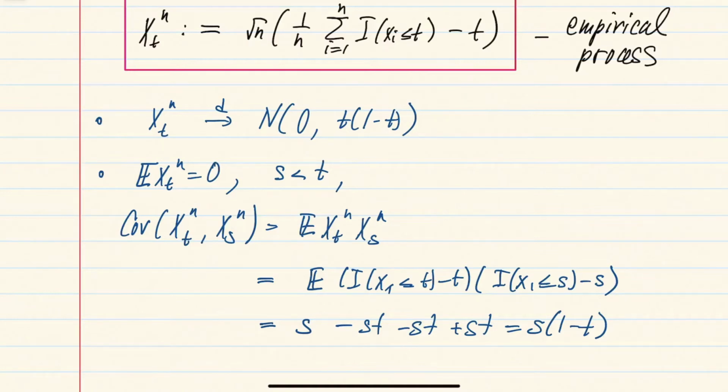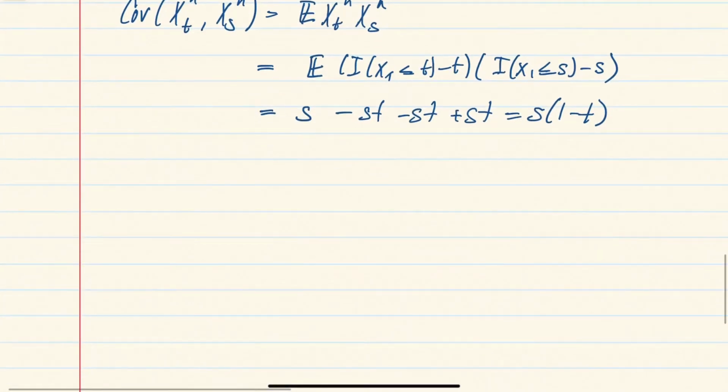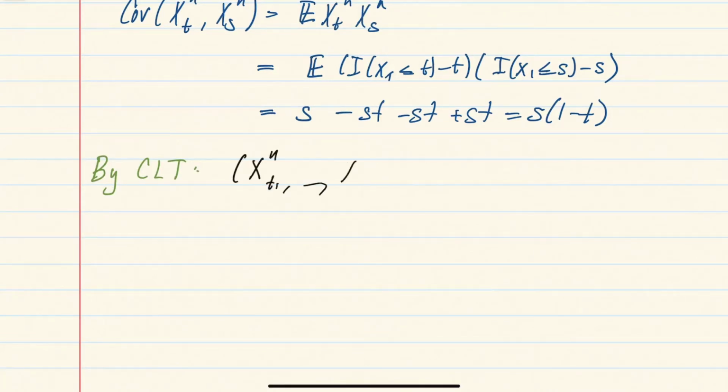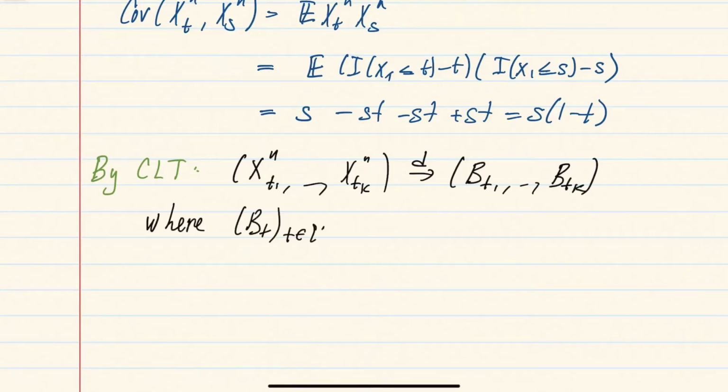So by the multivariate central limit theorem, we know that our process X_n at finitely many times will converge in distribution to a Brownian bridge at the same times, where this process B_t is a Brownian bridge.